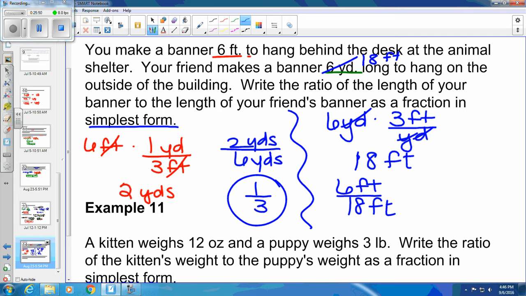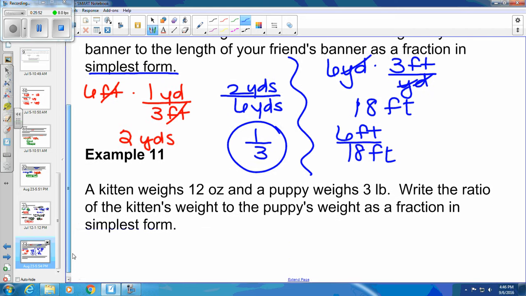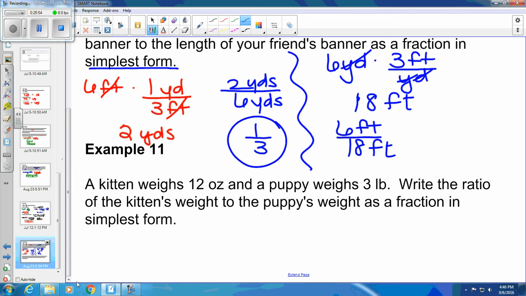So try the one with the puppy. Again, it can be done in 2 ways. And the final answer on this one is 1 to 4. And we are done. And if you have questions on that one, I will gladly go over that one right now with you.